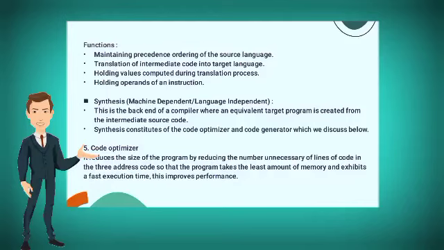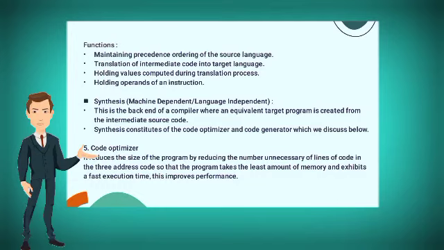Functions: maintaining precedence ordering of the source language, translation of intermediate code into the target language, holding values computed during the translation process, holding operands of an instruction. Next point is synthesis, machine dependent and language independent. This is the back end of a compiler where an equivalent target program is created from the intermediate source code. Synthesis constitutes the object code optimizer and code generator, which we discuss below.